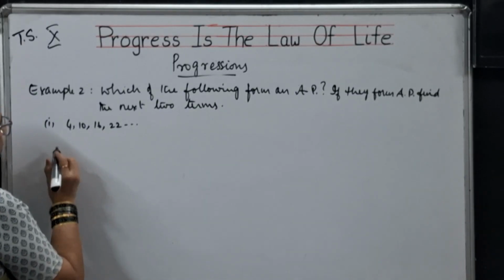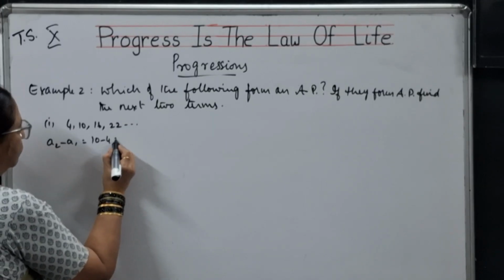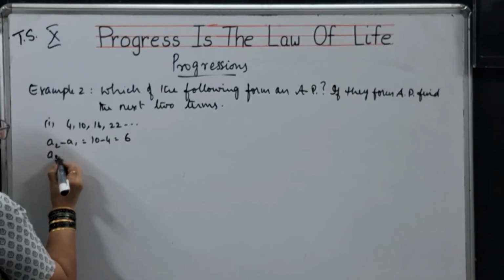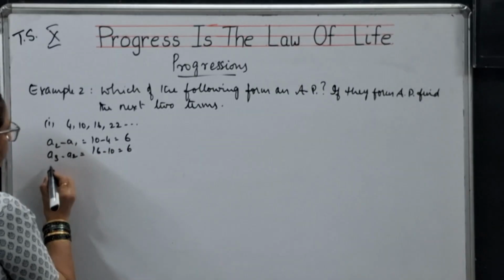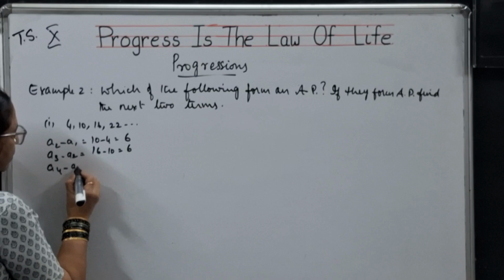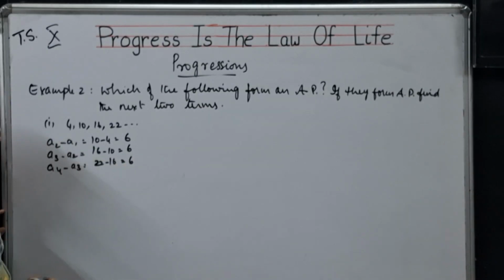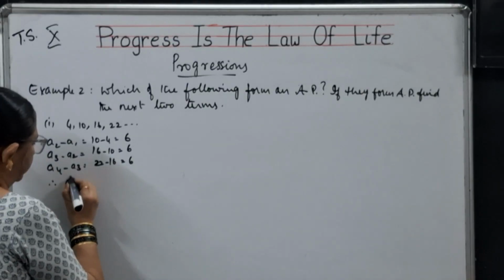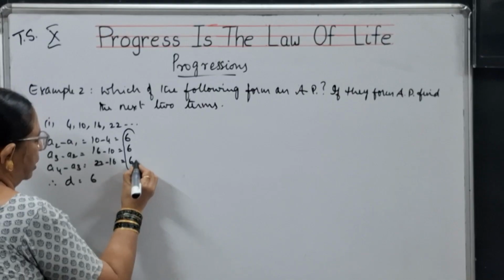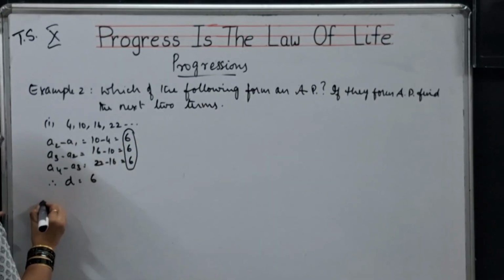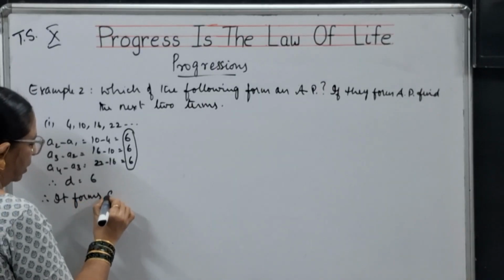To find out if it is in AP, you have to find A2 minus A1. That is 10 minus 4, which is 6. A3 minus A2. A3 is 16 minus 10, that is 6. And A4 minus A3, that is 22 minus 16, this is also 6. So you have got the common difference is 6. You are getting all these same values. The common difference is 6. Therefore, it forms an AP.